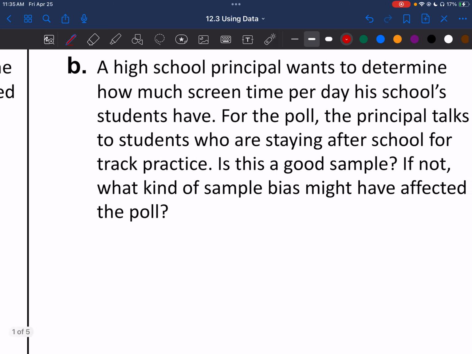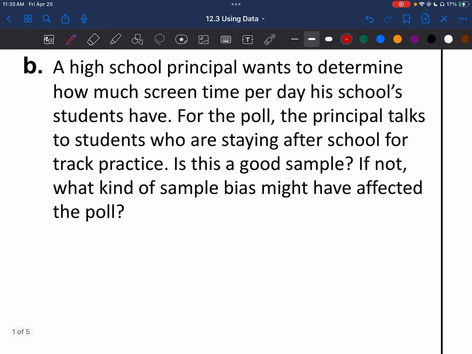All right, let's look at letter B. We have a high school principal that wants to determine how much screen time per day his school students have. Good idea so far. For the poll, the principal talks to students who are staying after school for track practice. Is this a good sample? And if not, what kind of bias might affect the poll? Well, this is definitely not a good sample.